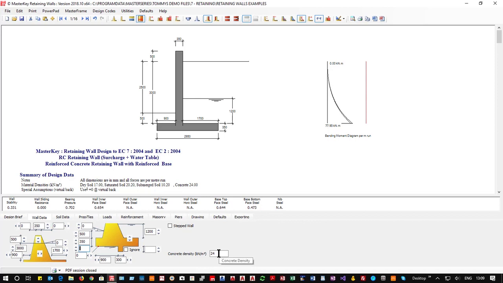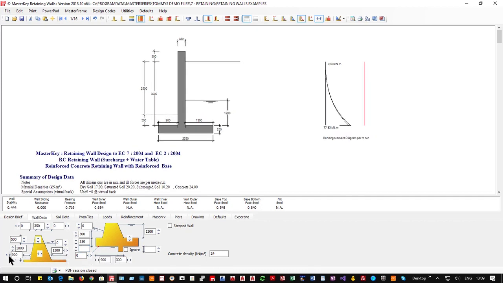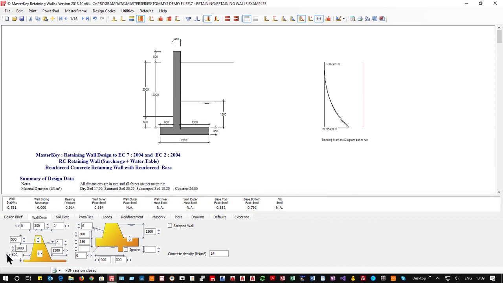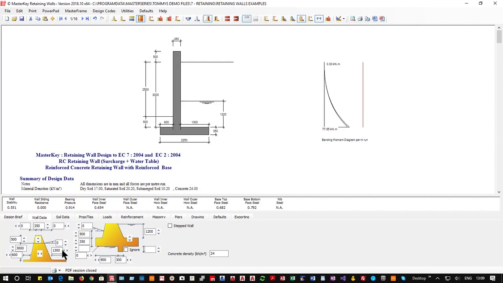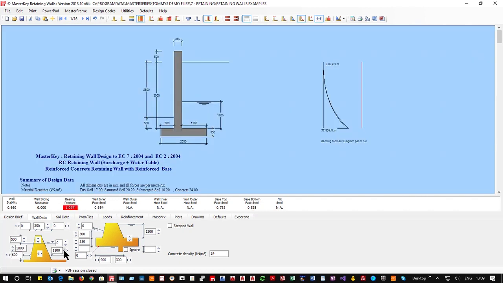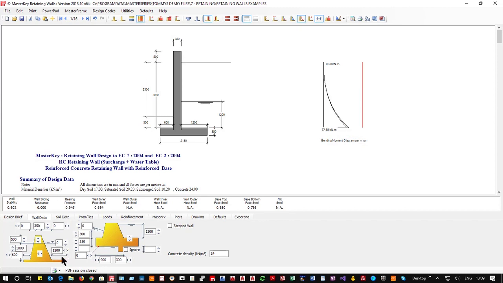Density is obviously 24, and we can see that it works because everything is white. Let us first of all make it not work, and I always put in the basic geometry and then play around with these values for my footing, my heel and my toe to see what I need to get my pressure.